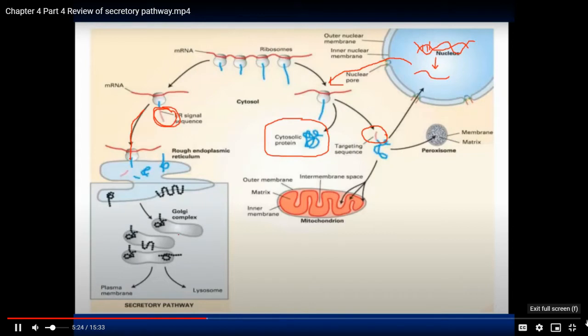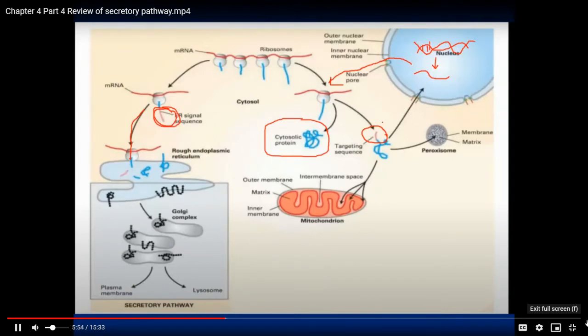All right, so all translation starts on a free ribosome. The first few amino acids that are made by the ribosome are considered what's called a target sequence. And that target sequence is either going to say stay here in the cytoplasm or go to the endoplasmic reticulum. And that's just dependent on what kind of protein we're making.